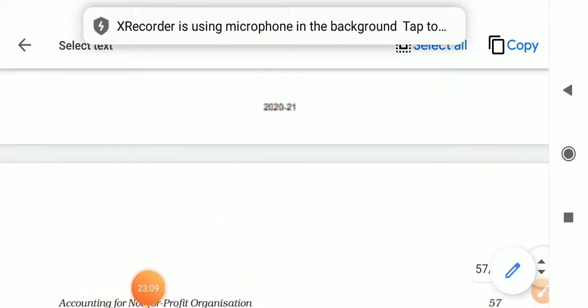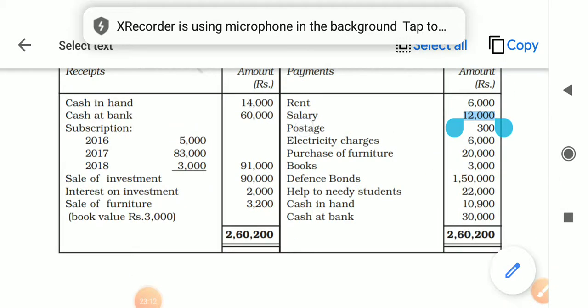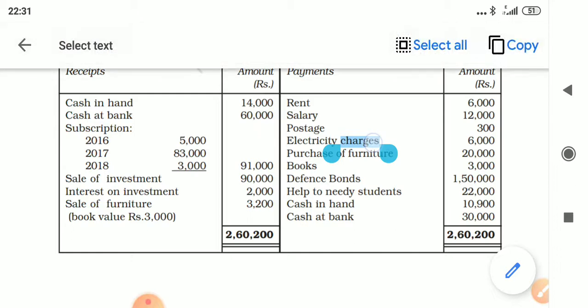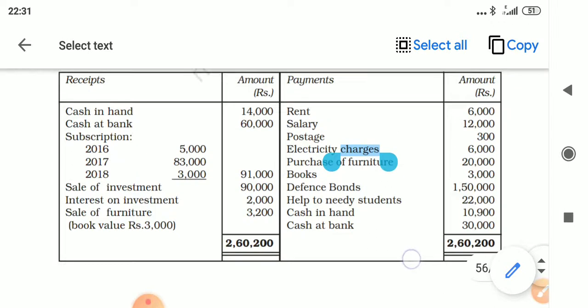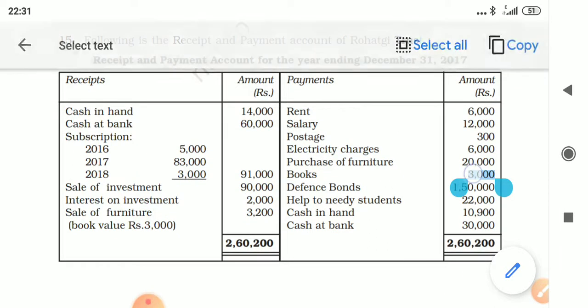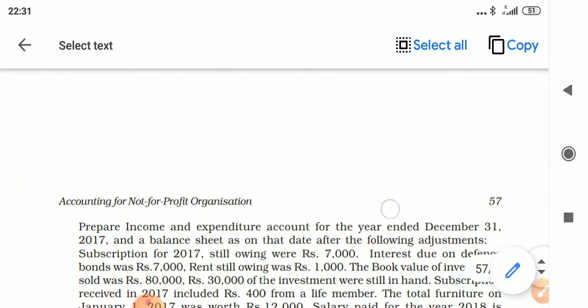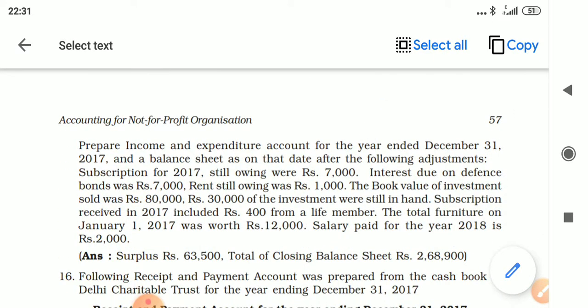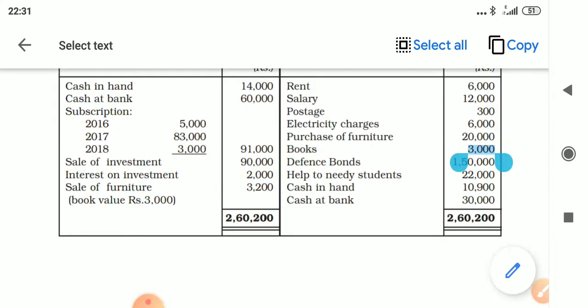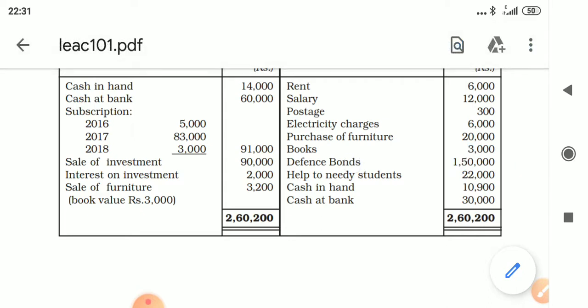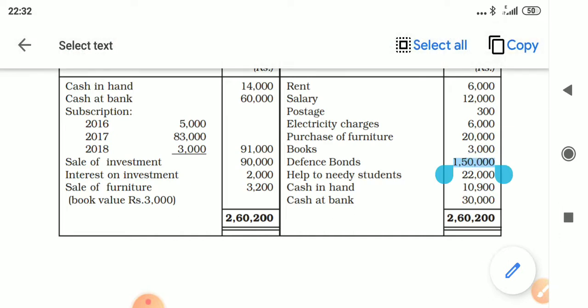So salary is over. Next item, postage. Postage, electricity charges, both are expenses, expenditure side. Furniture we have already done. Books, we don't have any sale of books. We have purchase of books 3,000. Let us see if we have any opening balance of books. No, there is no opening balance of books. So this books of rupees 3,000 will appear in the current year 2017 balance sheet asset side. Defense bonds, yes, we have 1,50,000. This will appear in the current year's asset side balance sheet, 2017 balance sheet asset side.